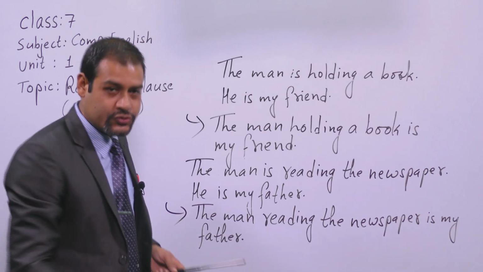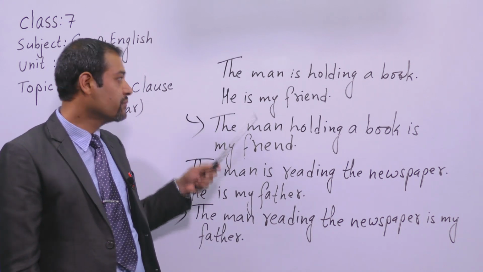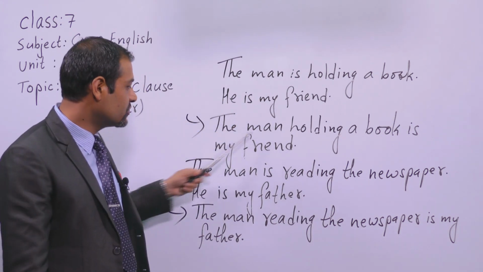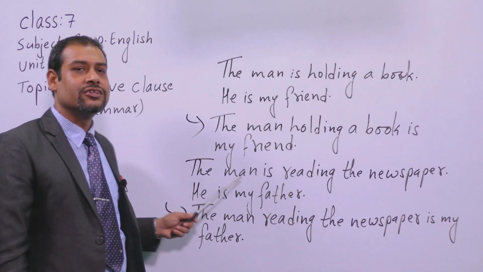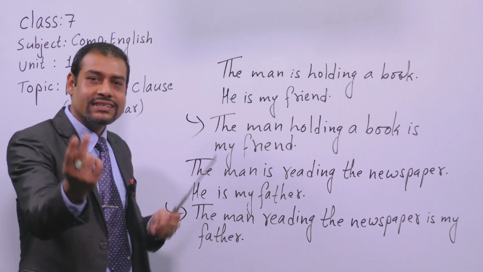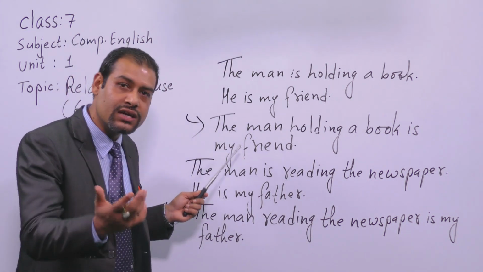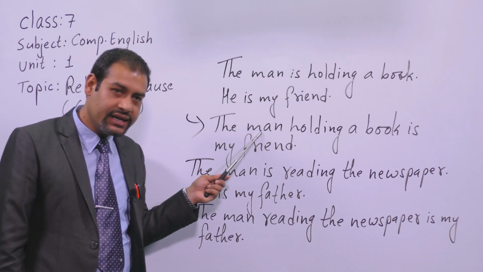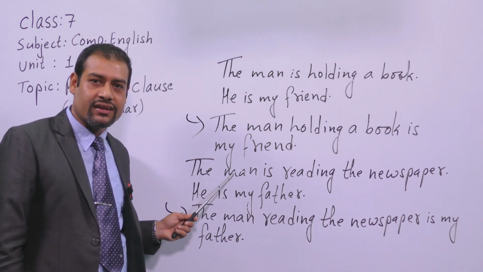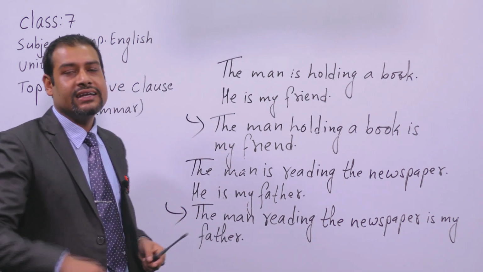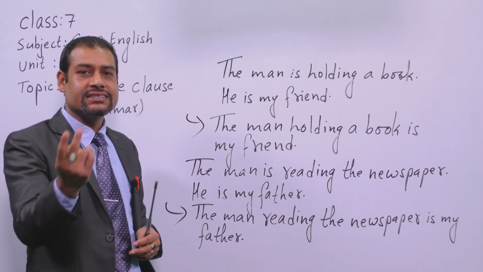Very good. Dear students, look, the man is also here, and he is also there. He means who? He means this, the man. Here also the man, and here also, he is my father. This he means also the man. Now, when we make two sentences into only one, we don't repeat the nouns or the pronouns. The man is a noun here, and then we have he, which is a pronoun related to the man. So when we make it into one, we write that noun only one time.